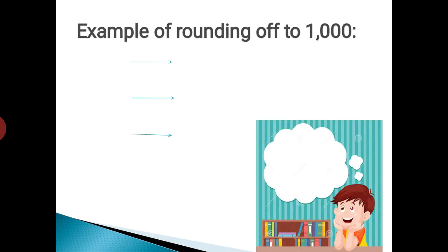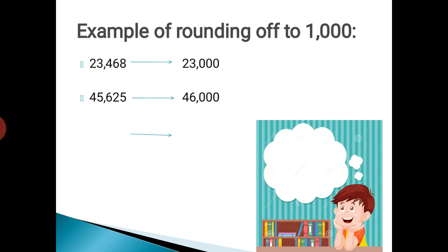Now here are a few examples of how we can round off to the nearest 1000. The first one is 23,468. Here we are looking at the hundreds place. Here 4 is at the hundreds place, and 4 is less than 5. That means we make the last three digits 0, and there will be no change in the thousands place. So it will be 23,000 only, because the digit at the hundreds place, that is 4, is less than 5.